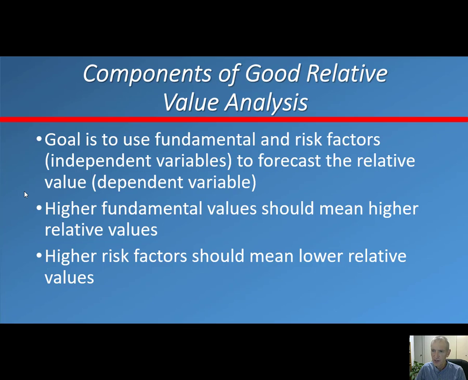We bring in a bunch of fundamentals. We bring in lots of risk factors. I'll show you one of these models here in a little bit. And by using all of that, we're trying to forecast what should their price relative be. And then we compare that to their actual price relative, and that tells us whether or not we should buy the stock or not. Firms with really high fundamental values, like high growth, high earnings, high margins, that should mean higher relative values. You should have to pay more for those stocks. Firms with higher risk factors, such as higher debt, more volatile earnings, higher fixed costs, that should mean a lower relative value. Those stocks should be cheaper.